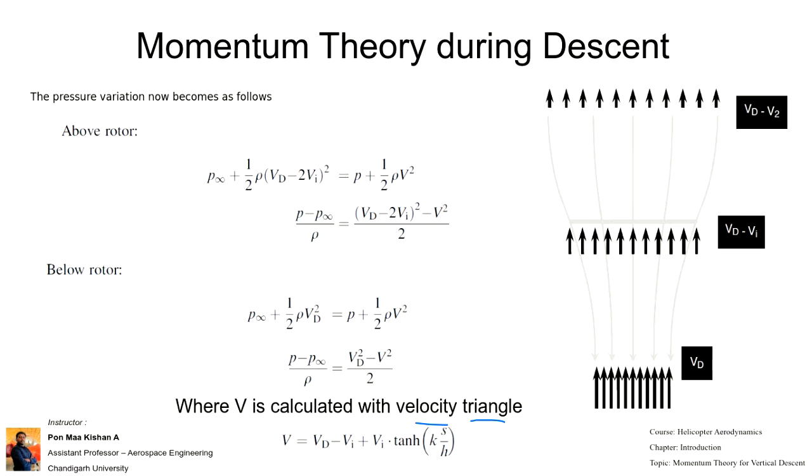Here the total velocity V is considered as Vd minus Vi plus Vi tanh of, this is one type of factor which we will be using to reduce the effect of Vi. Why do we have to reduce the effect of Vi? Because, as I told before, we need to provide some thrust so that the helicopter can steadily descend. If you are not producing that thrust, the helicopter cannot descend properly.